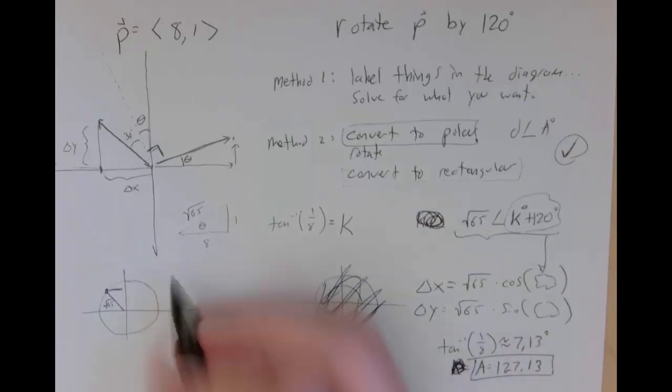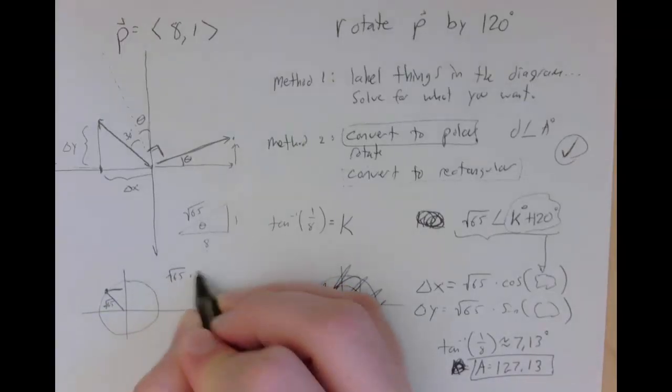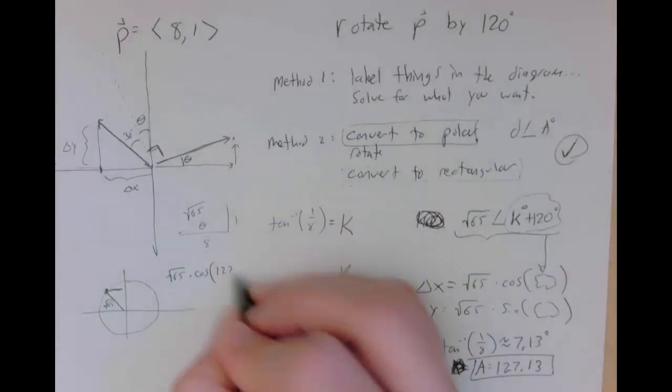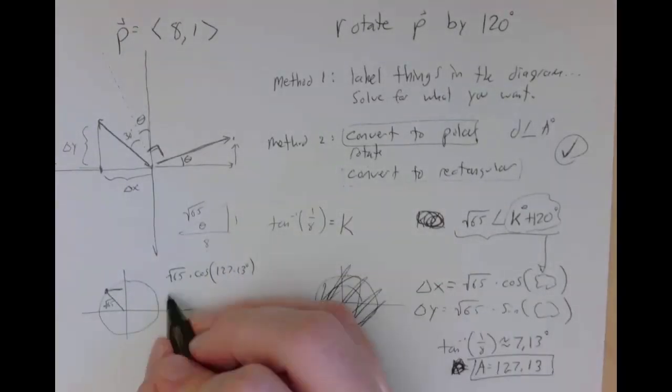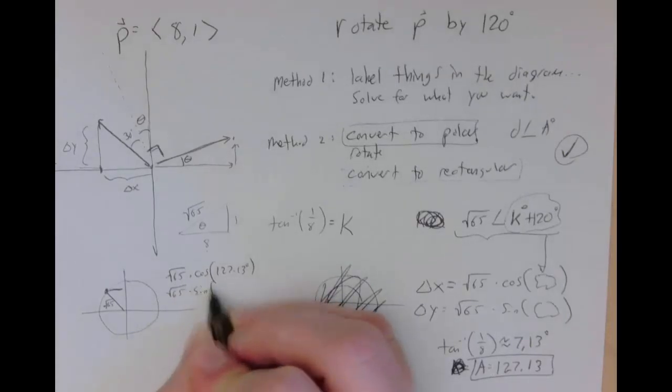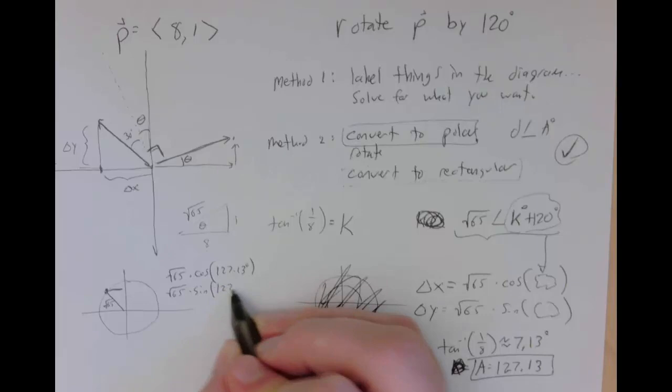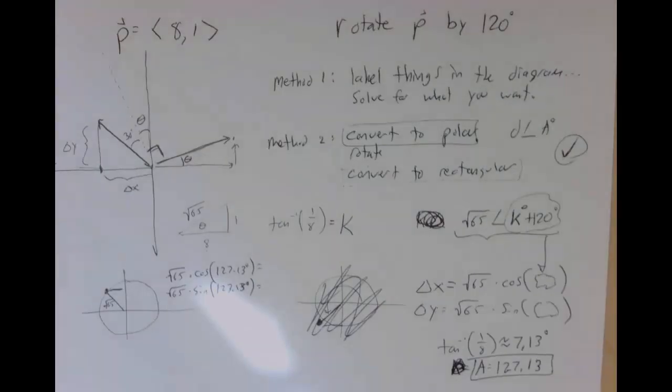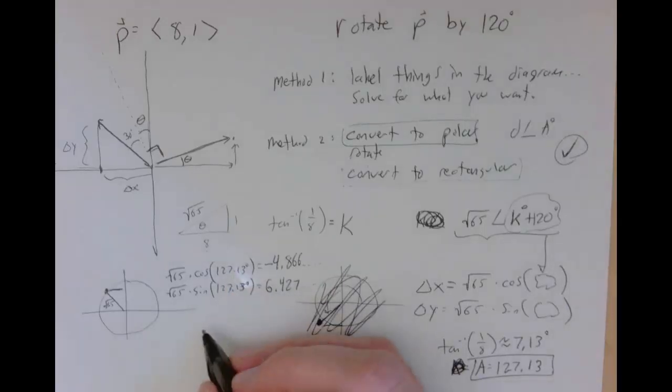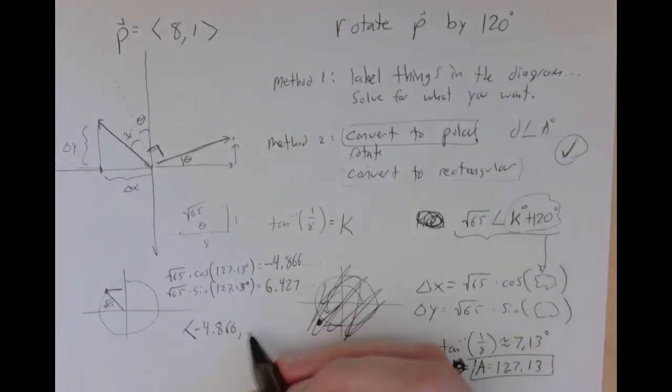So now root 65 times the cosine of 127.13 degrees. And remember, if you're working in degrees, that's not the natural way that cosine and sine are defined, so you have to make sure your calculator is in degree mode. But you can calculate what those are, and they end up being negative 4.866, etc. There's a more exact form for this, but that's not the focus right now. And 6.427. So you can rewrite your rotated vector as those displacements: negative 4.866, and again this is approximate, and 6.427.